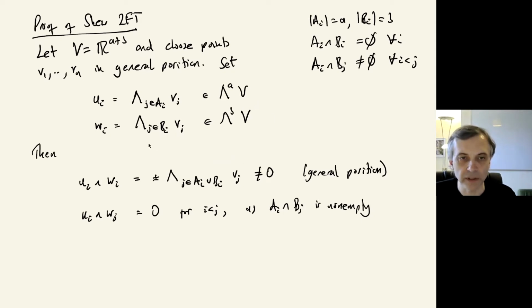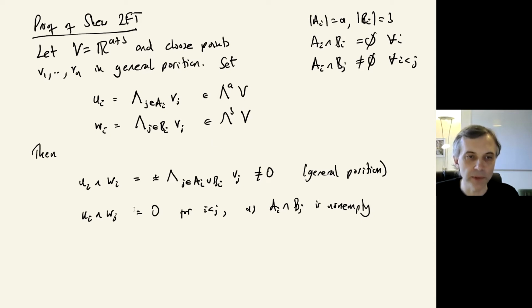Okay, so we get some things, and let's note these are non-zero. Why? Well, we chose points in general position, so the a points that we're wedging together to get ui are linearly independent, so we're going to have something that's non-zero. And similarly for wi, the b points that we chose, because they're in general position, we know they're linearly independent. So we can certainly get non-zero vectors.